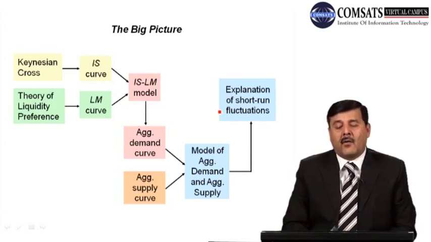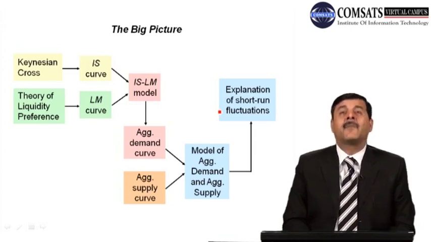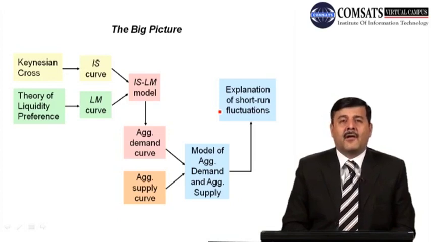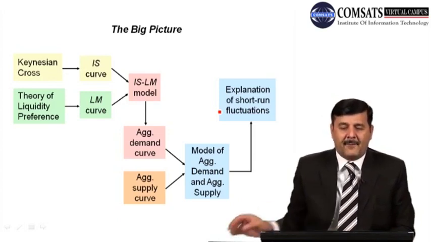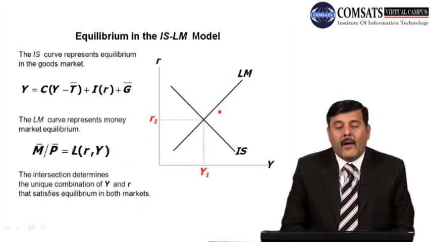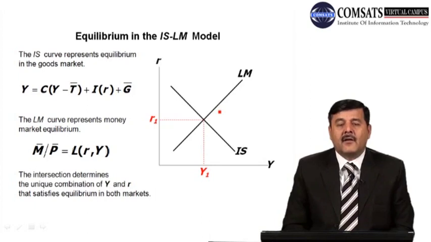Combining these two, we'll get the model of aggregate demand and aggregate supply, and that is the model which basically explains the logic of short-run fluctuation in the country and the economy. Now, the IS curve represents the equilibrium in the goods market, as we have seen before.